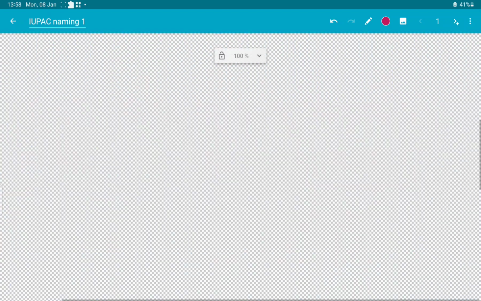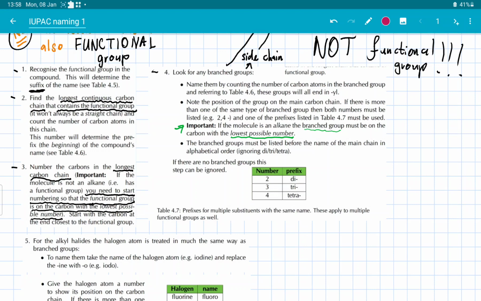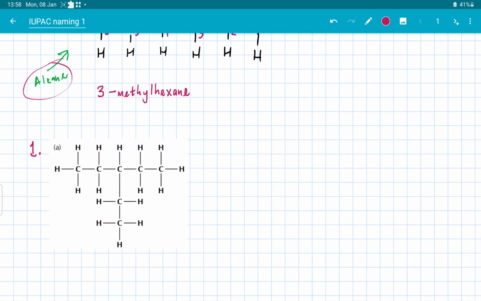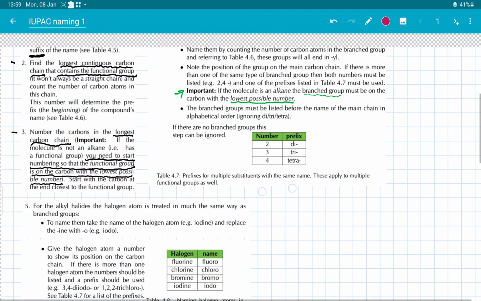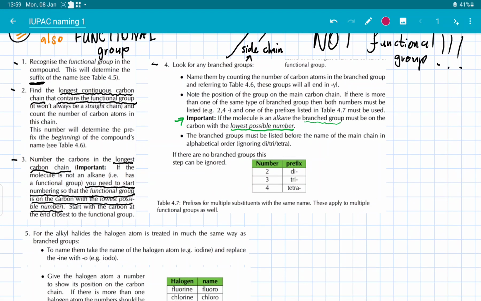Again, let's go back to our rules one more time. Recognize the functional group. If they are single bonds between carbon, all carbon atoms here, this is an alkane. These single bonds are the functional group. And then we go to find the longest continuous carbon chain containing the functional group. In single bonds, you don't trace any functional group. And then rule 3 says number the carbons in the longest continuous chain.